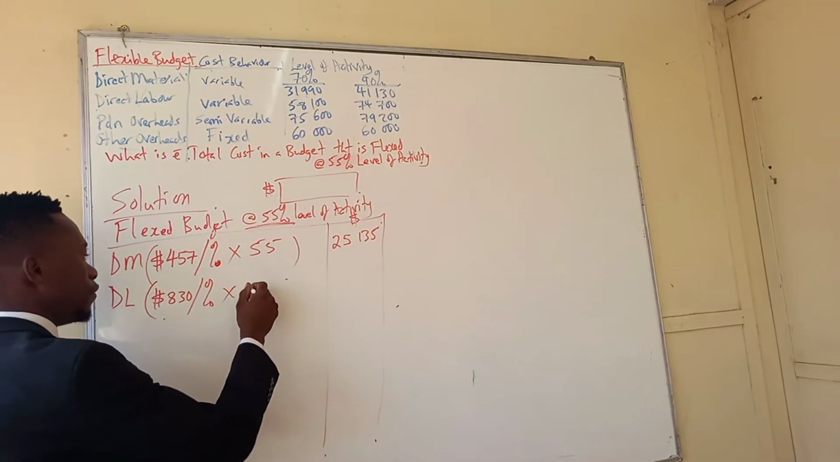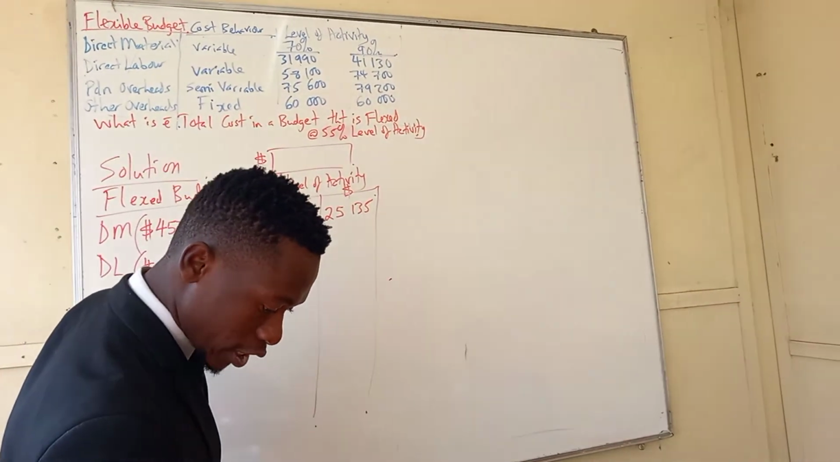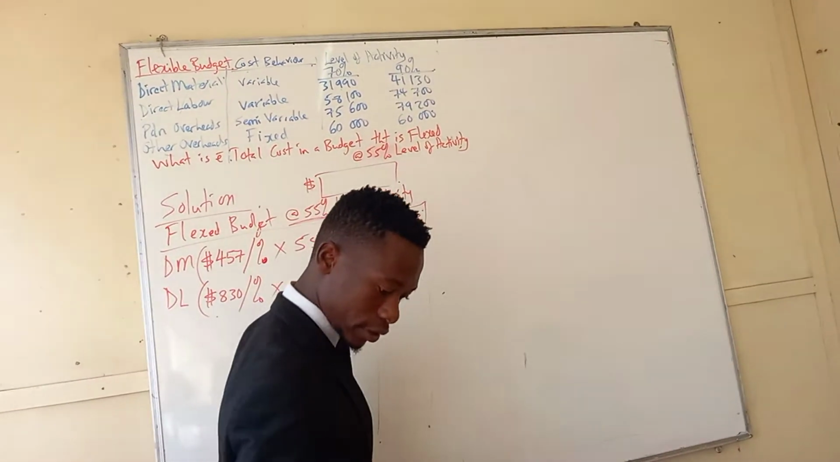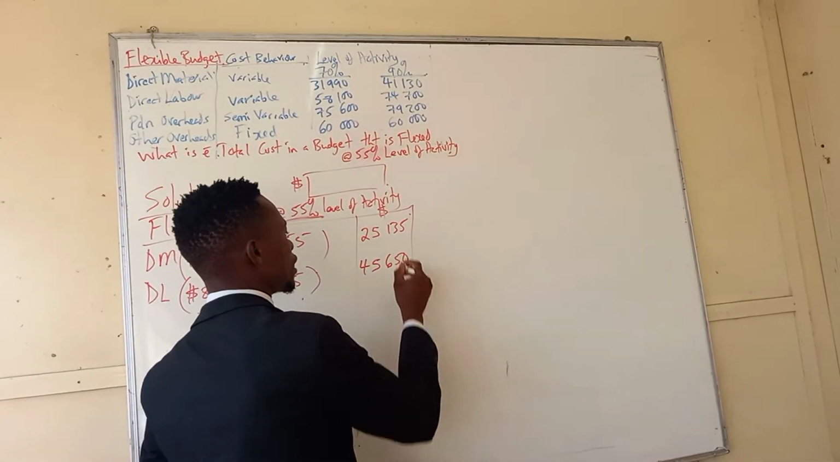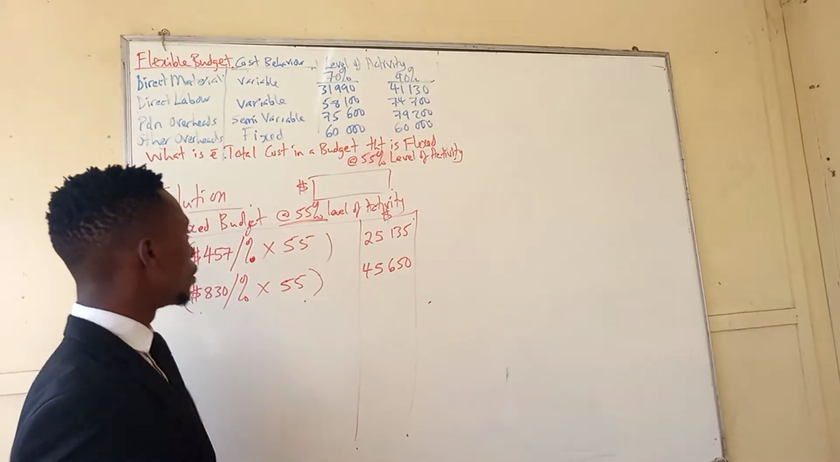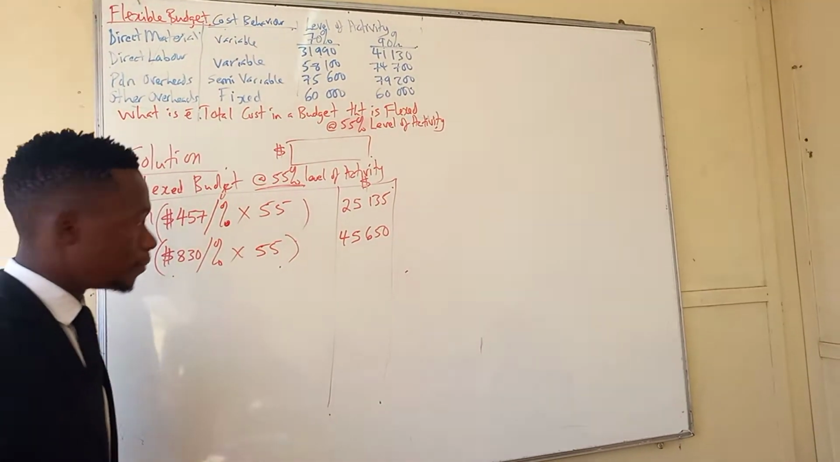So multiply by 55. I'm flexing the budget. If you do the number crunching exercise on your adding machines, you get 45,650. That's how you deal with the variable cost.